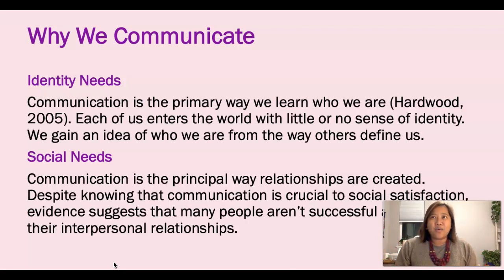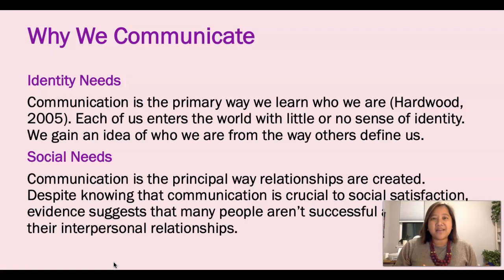And that's how we form our identity, that we say that we are more quiet and less outgoing, for instance. Or on the other hand, we can say that we are the one who's more talkative, the one who's more outgoing, for instance. Another need that we also fulfill through our communication is social needs. Communication is the principal way relationships are created.